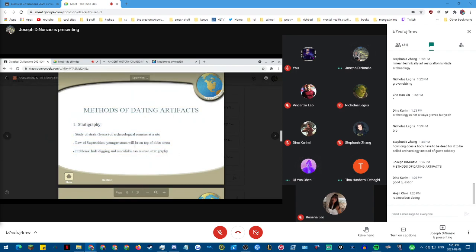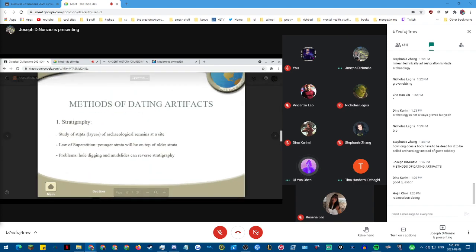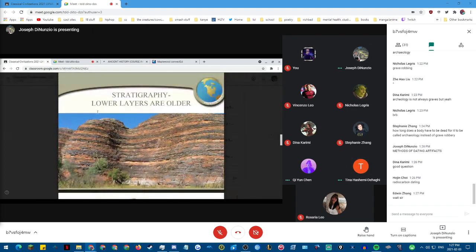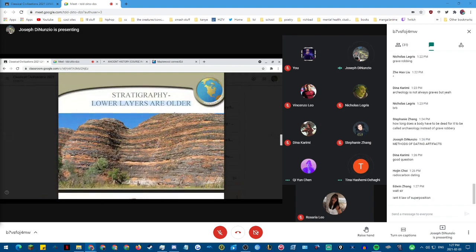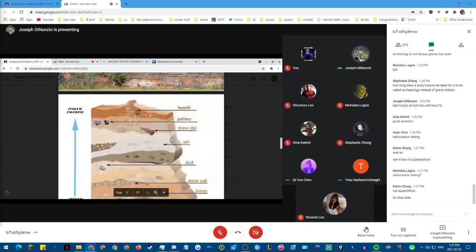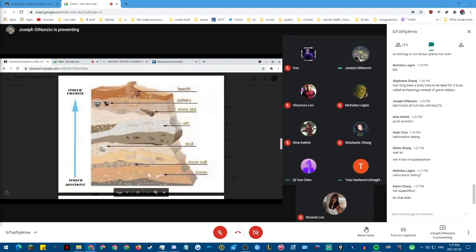Stratigraphy, the study of strata or layers in archaeological remains at a site. The law of superposition: younger strata will be on top of older strata. The problems are that hole digging and mudslides can reverse stratigraphy. So strata means layers. If we take a look at a picture like this, obviously the lower layers would be older and the higher layers would be younger. Pretty straightforward, right? Here is a good example: bones at the bottom, pottery on top. It gives us an idea of how old these items are.